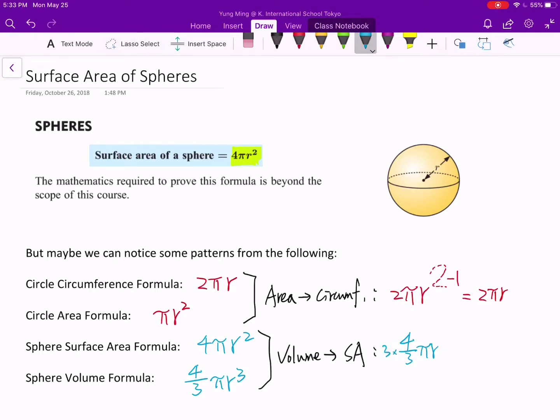And the 3 that we had originally doesn't actually go away. It's still there, but it also gets subtracted by 1. What we're going to have over here is 3 times 4 over 3 pi r to the power of 3 minus 1, which is r to the power of 2 in this case. 3 times 4 over 3 is equal to 4, because the 3 and 3 cancel out. 4 pi r, 3 minus 1 gives you 2. So 4 pi r squared. This whole process is actually part of the calculus concept that we will be talking about in the future, called differentiation. If you don't know what I'm talking about right now, forget about it.